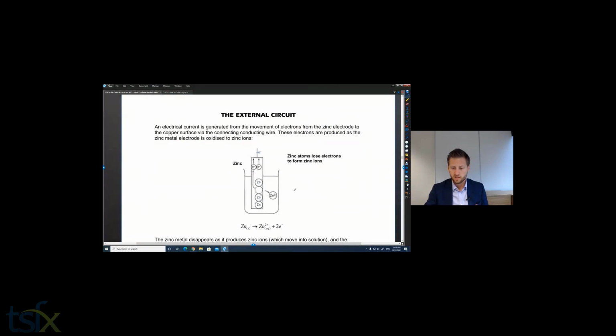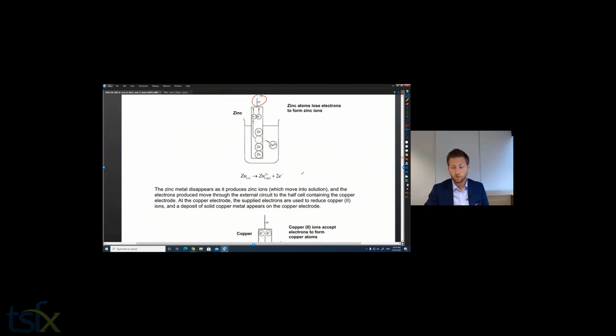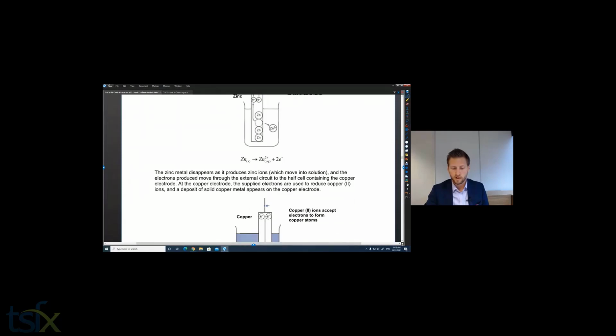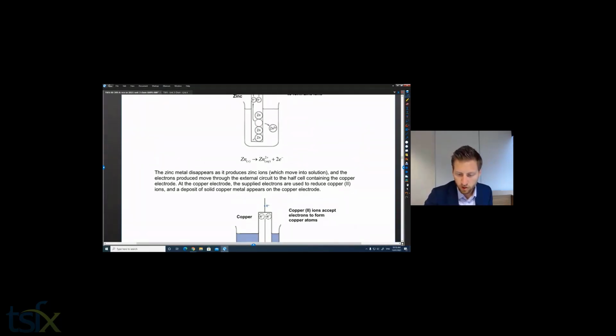External circuit, we kind of did that. External circuit's where the electrons go via a wire, and you can see zinc loses electrons. There's an electron going through the external circuit. Zinc's being oxidized to zinc 2+. And then that metal disappears. So that solid there corrodes away. Like you imagine that where the red that I've just highlighted, that goes away.